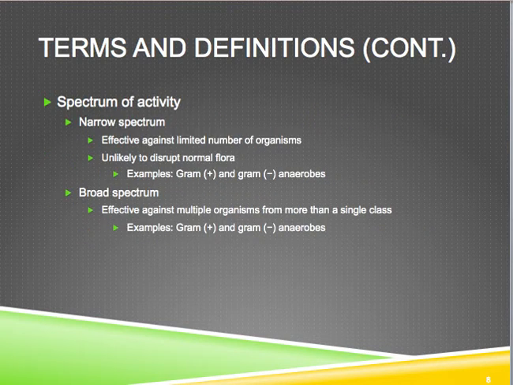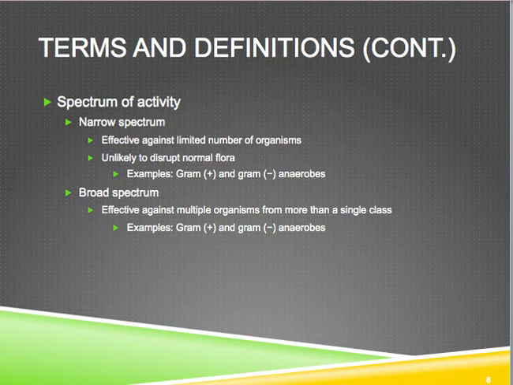The spectrum of activity refers to the specific organisms or classes of organisms for which the antibiotic agent is considered to be generally effective. So narrow spectrum antibiotics are effective against a limited number of organisms, and they're unlikely to disrupt the normal flora because they just target specific organisms.